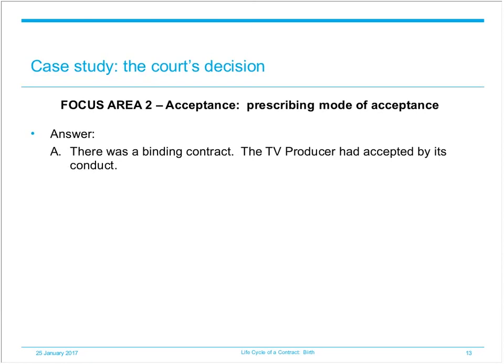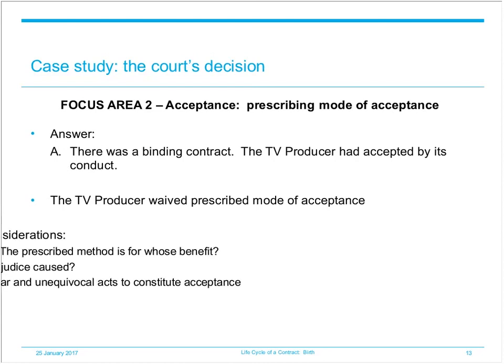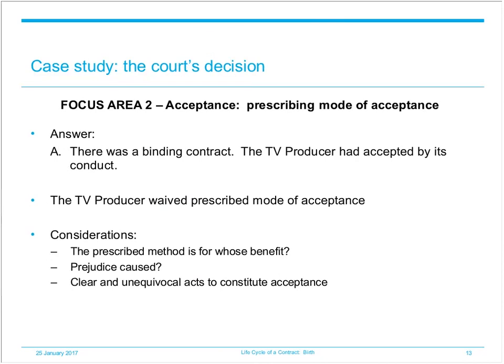Both the Court of First Instance and the Court of Appeal agreed with the TV producer. A binding contract had been formed. In not signing, the TV producer as offeree was waiving a prescribed mode of acceptance. This prescribed mode of acceptance had been set out for the benefit of the TV producer.